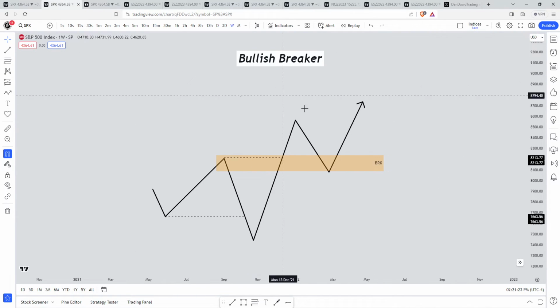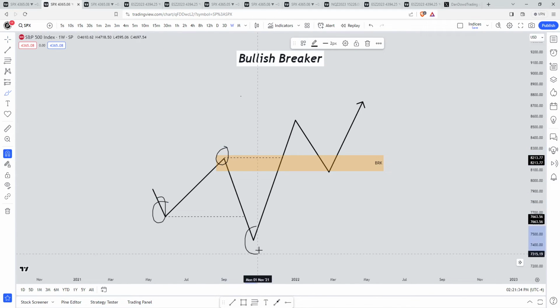We need to dive into a breaker block first because you need to have a full understanding of what a breaker block is to understand the unicorn model. A breaker block is when price creates a low, a high, a lower low, and then a higher high. This is a bullish breaker block: low, high, lower low. On this lower low right here, all it has to do is break beneath this low. It can wick it, it can just go beneath it by one tick. The key idea here is that it just needs to go beneath that low.